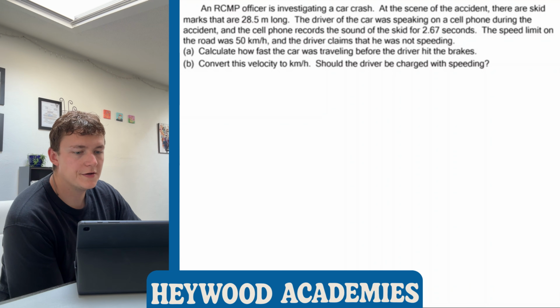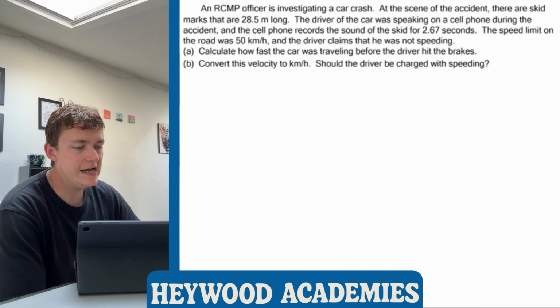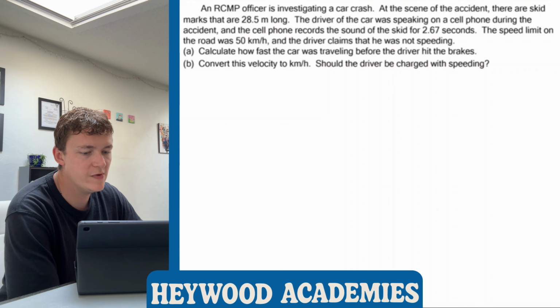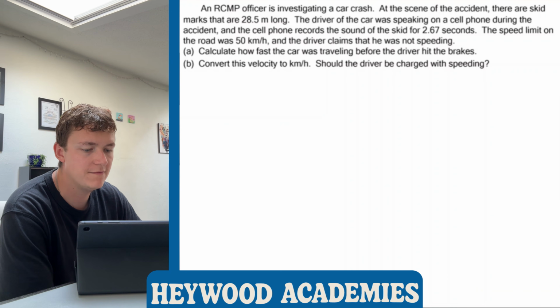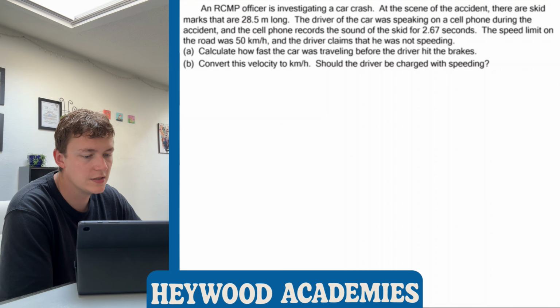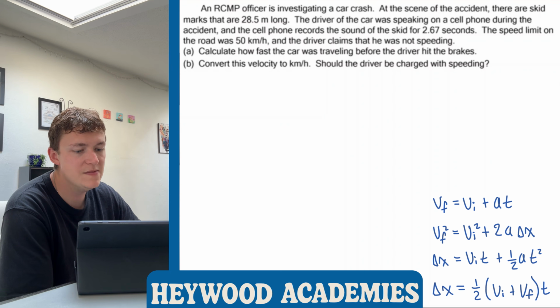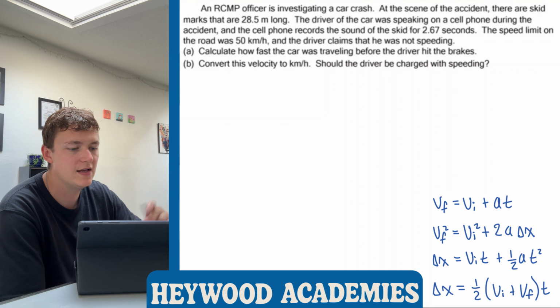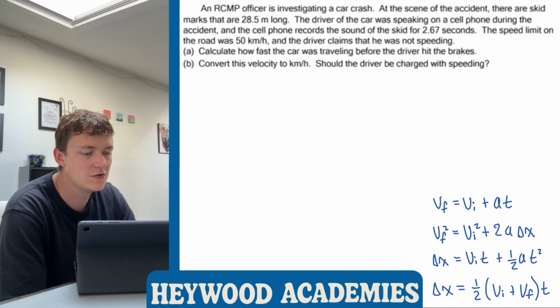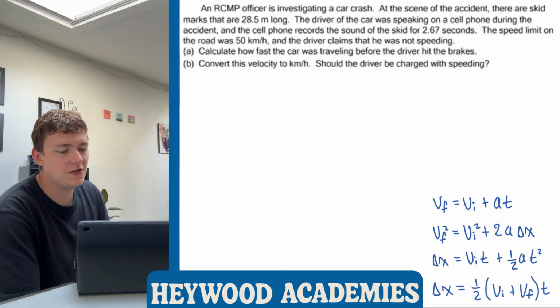Okay, we got a long one. An RCMP officer is investigating a car crash. At the scene of the accident, there are skid marks that are 28.5 meters long. The driver of the car was speaking on a cell phone during the accident, and the cell phone records the sound of the skid for 2.67 seconds. The speed limit on the road was 50 kilometers an hour, and the driver claims that he was not speeding. Calculate how fast the car was driving before the driver hit the brakes, and then figure out if they should be charged with speeding.